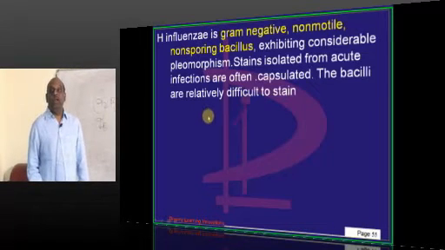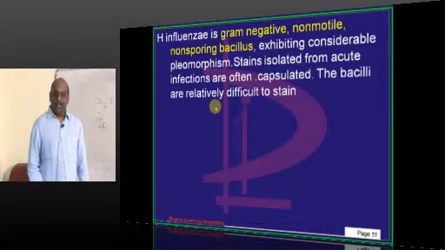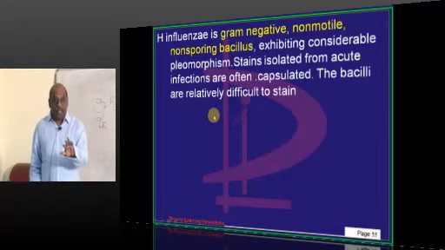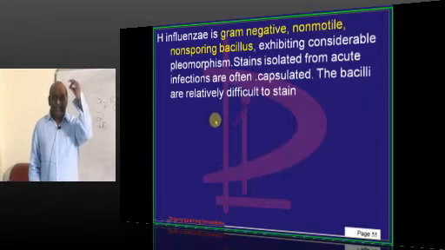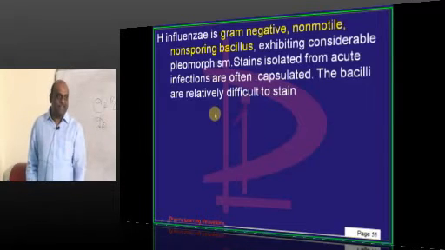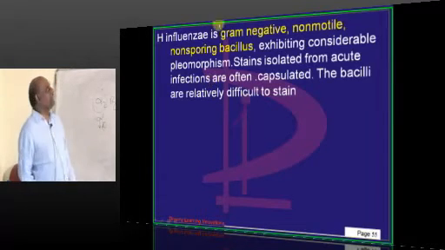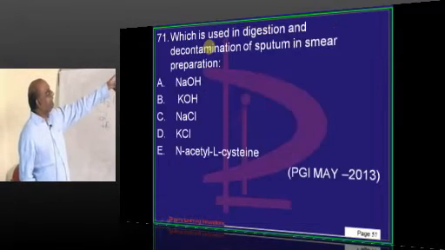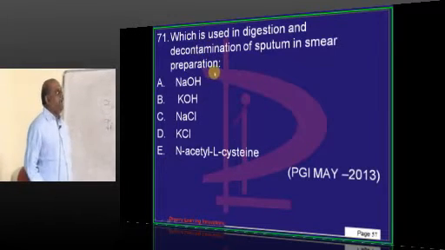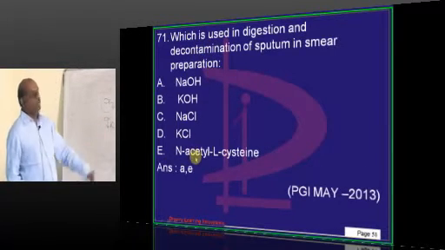But they don't go around reading all organisms whether they are motile or not. Just because H. influenzae was asked. H. influenzae they can ask because in the microbiology list given to you, in the top 20 topics, H. influenzae would be the 5th topic or 6th topic. So you should know it. Then what is used to decontaminate the sputum in smear preparation?